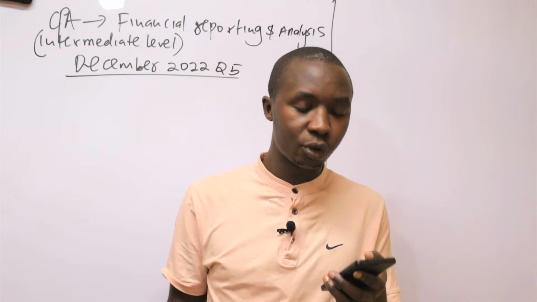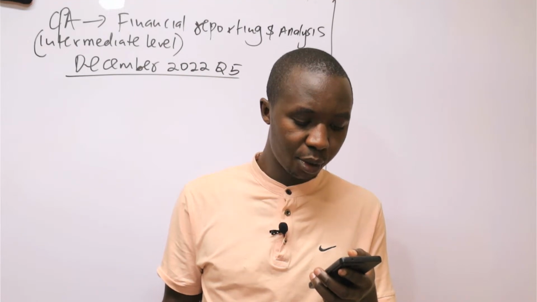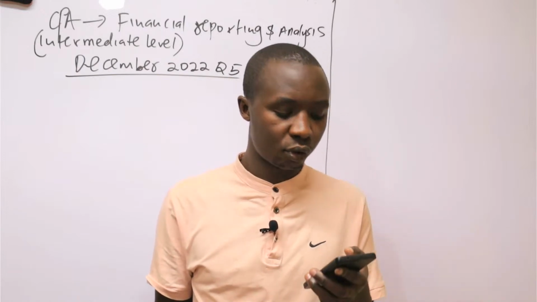Number two, there was a motor vehicle which was disposed. You can see there's a cost given there, accumulated depreciation, and the proceeds they got from the disposal of the motor vehicle.